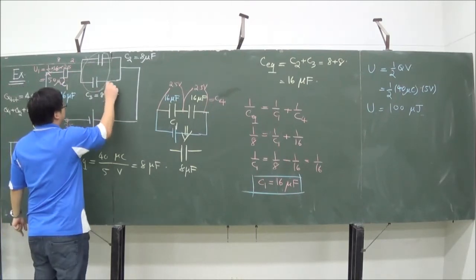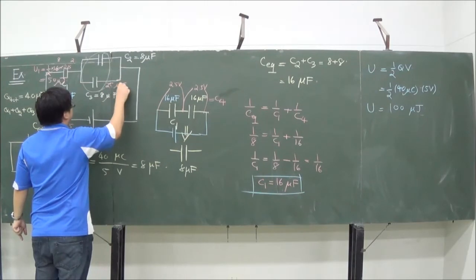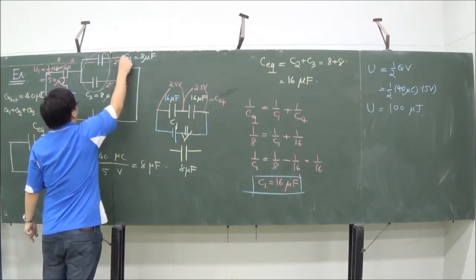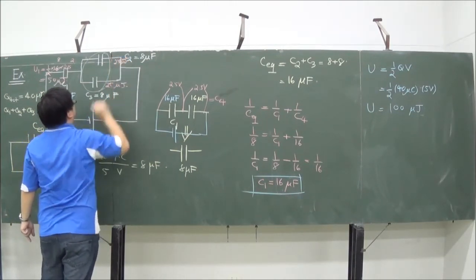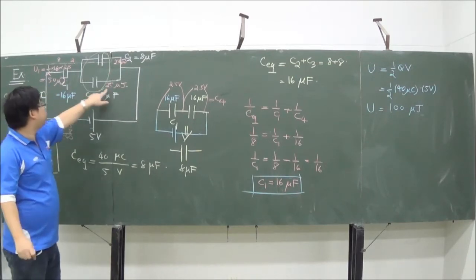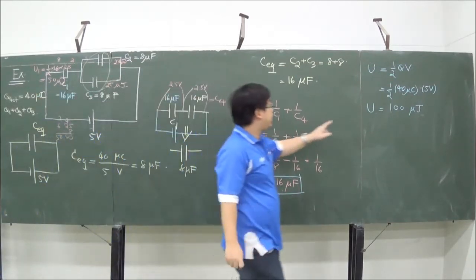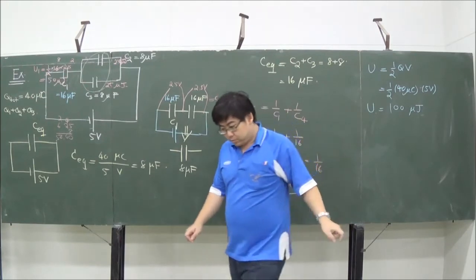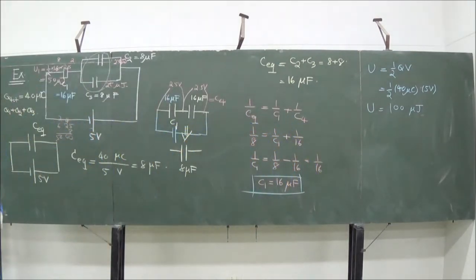So that means these two capacitors have the energy of 50 microjoules as well. So each will store the energy of 25 microjoules and 25 microjoules. So you say 50 plus 25 plus 25, you get 100. So the total energy must be the same when you do these calculations. So it is a good check whether you've got the correct answer or not.